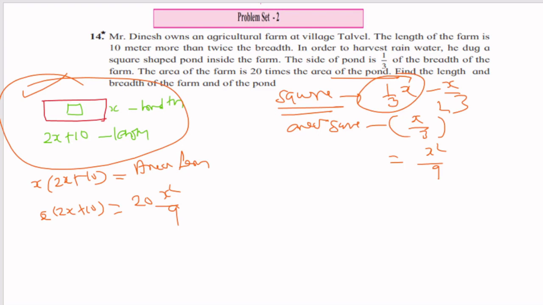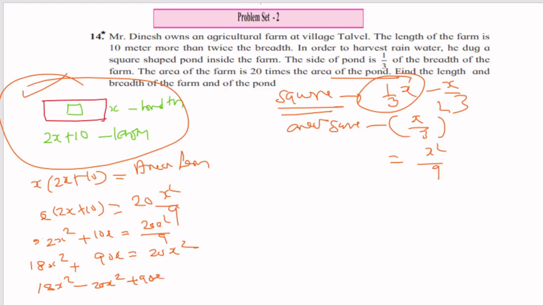Now this area of the farm is 20 times the area of the square, so now we have to solve this. You can open the bracket. It will be 2x square plus 10x is equal to 20x square upon 9, multiplied throughout by 9. So it will be 18x square plus 90x is equal to 20x square. Bring all the elements to one side. So now we can write 18x square minus 20x square plus 90x is equal to 0. So this will be minus 2x square plus 90x equal to 0.